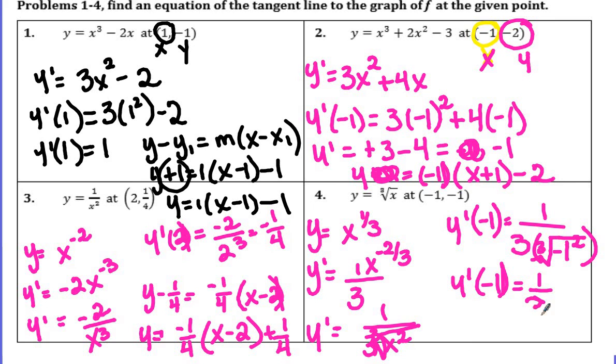And then when you go to write your function, it's y minus or y plus, because my y value is -1, my slope was a positive 1/3. And then x plus 1 because my x value was negative 1. And then again, we're just going to move that 1 over. So y equals 1/3 (x plus 1) minus 1 is your tangent line.